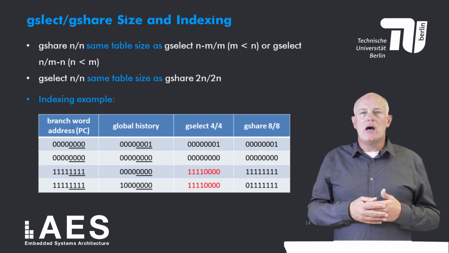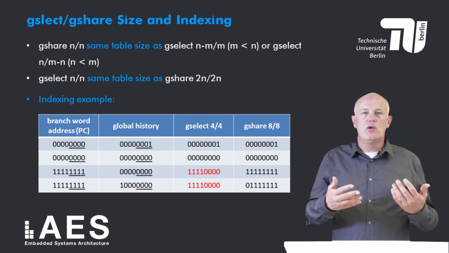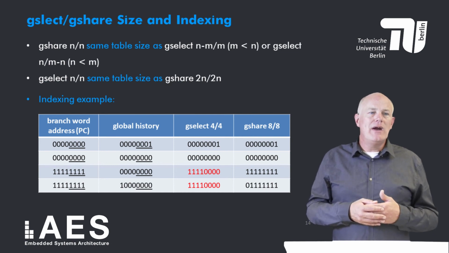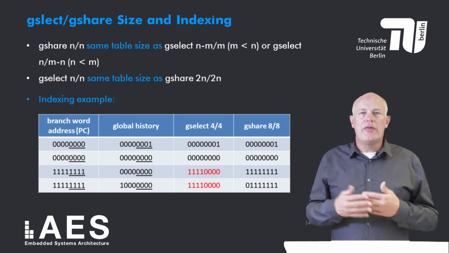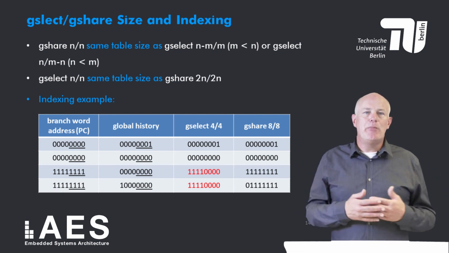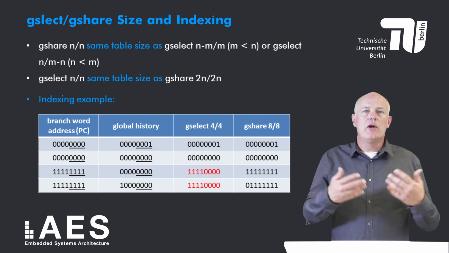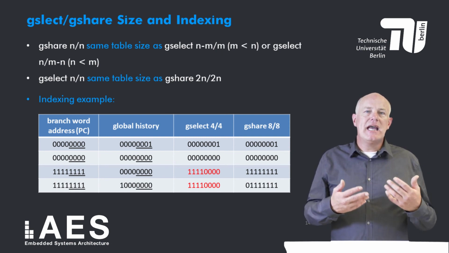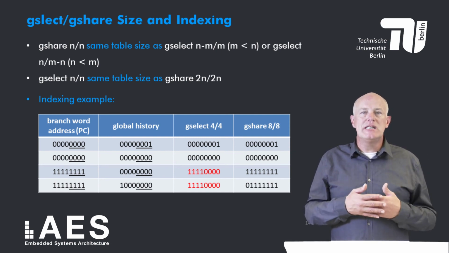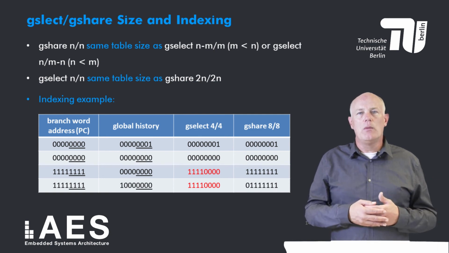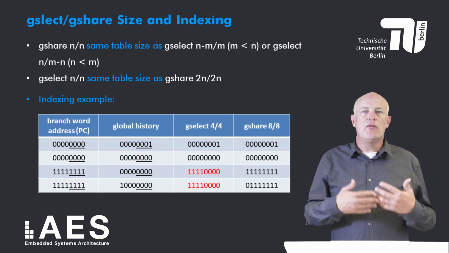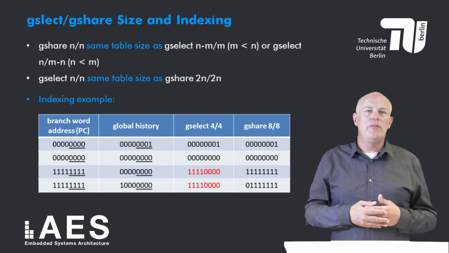Also in the second example, gselect and gshare use the same index. More interesting are the third and fourth example. They both have the same branch address, PC, but differ in the leftmost bit of the global history. In this case, gselect 4/4 cannot distinguish between these two different global histories, since bit 7 of the global history is not used to form the index, whereas gshare 8/8 can.